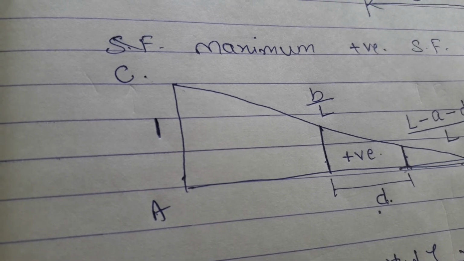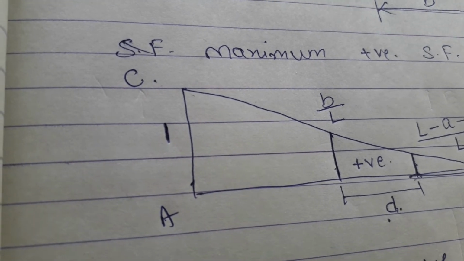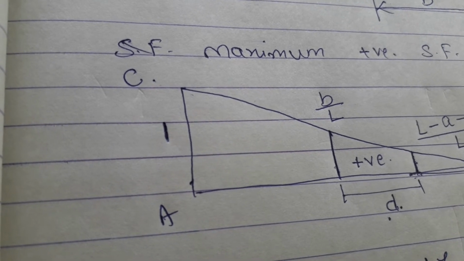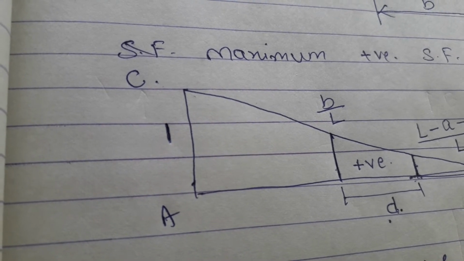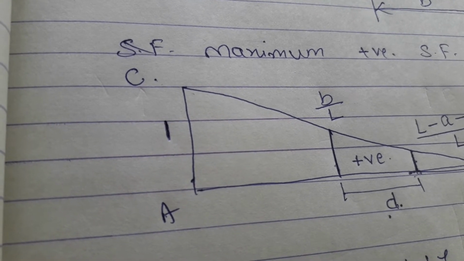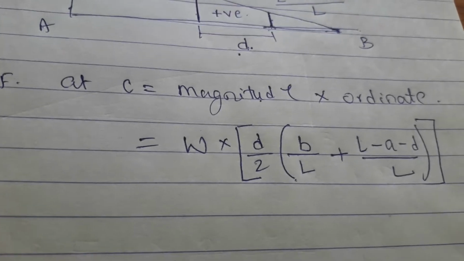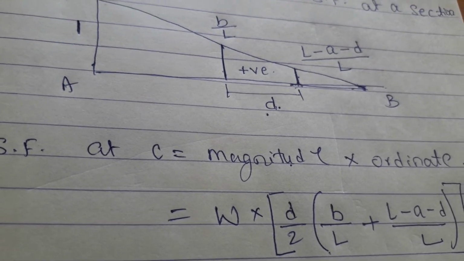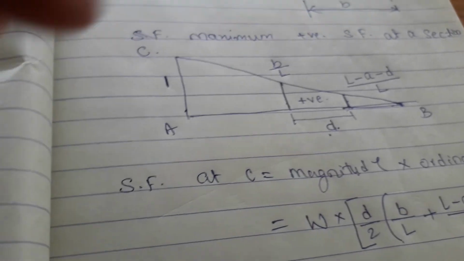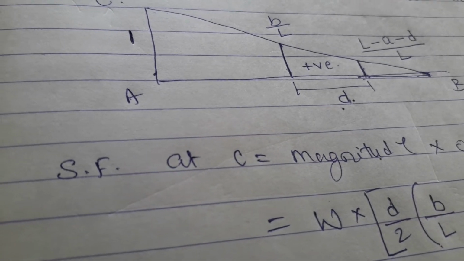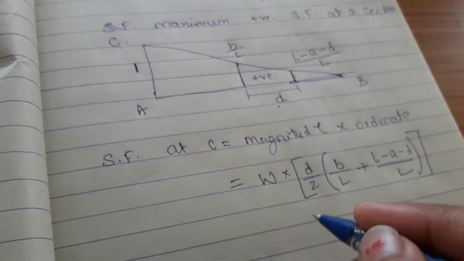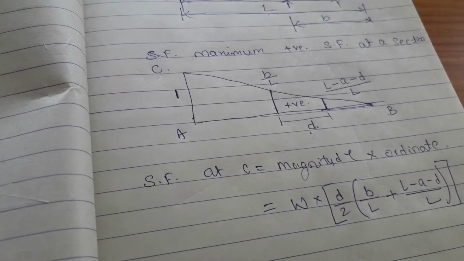We know the area formula for the trapezoid. So it will be D by 2 times (B by L plus (L minus A minus D) by L). So this is the formula for a trapezoid. So we have to find it like this: D by 2 into (B by L plus (L minus A minus D) by L). This is for maximum positive shear force.